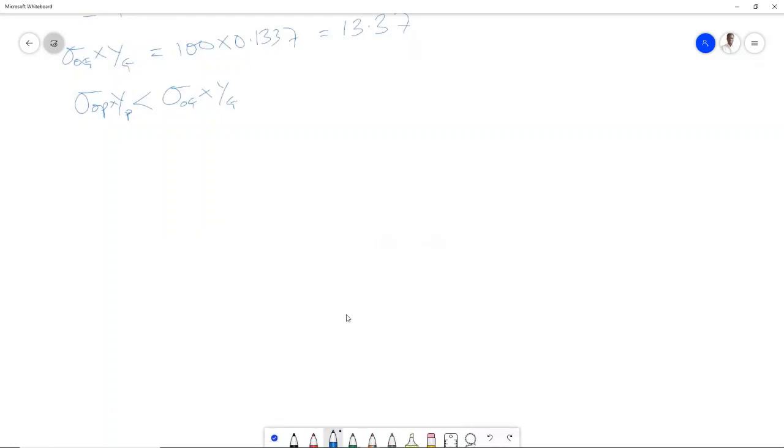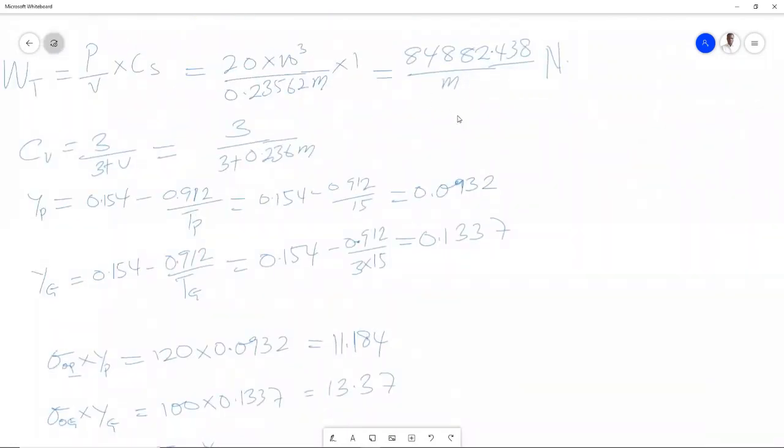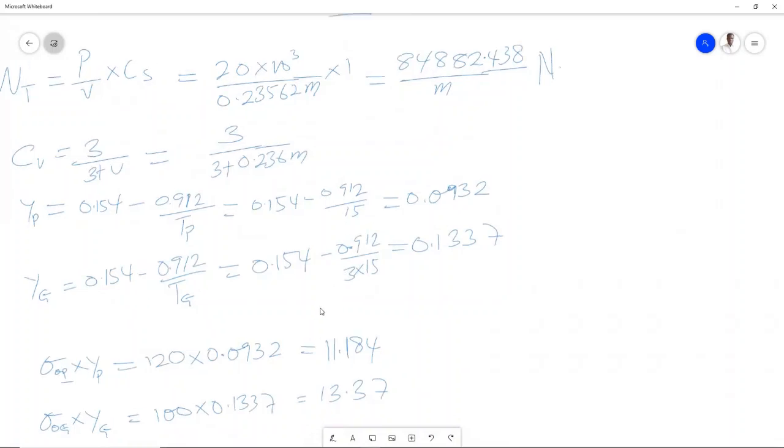And when we apply the Lewis equation, we know that the Lewis equation W_T is equal to sigma naught, in this case we are using it for the pinion, P, times C_V, then we have the face width, we have pi, M, and then Y_P. So from here, we can say that the W_T, which we calculated earlier in terms of M, was equal to this value here. Okay.